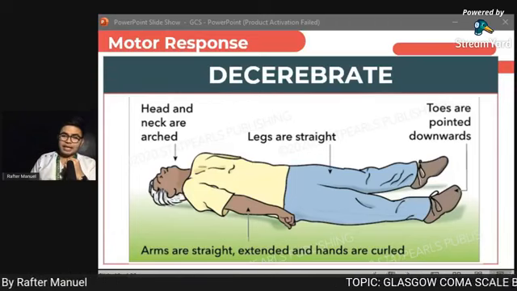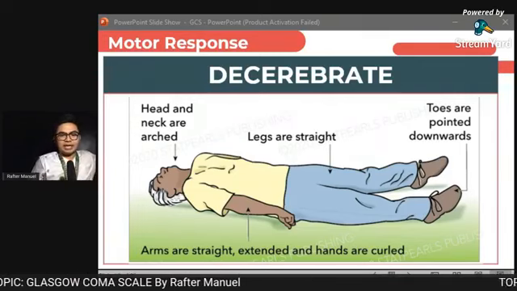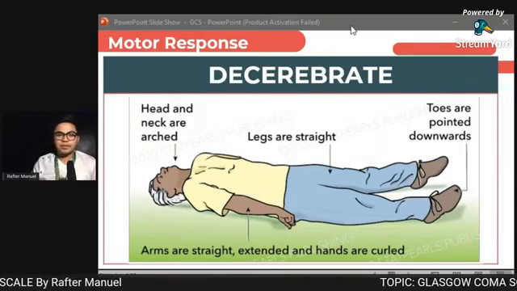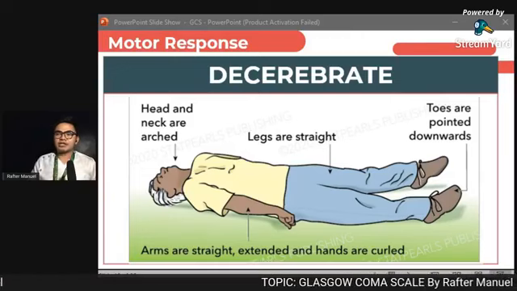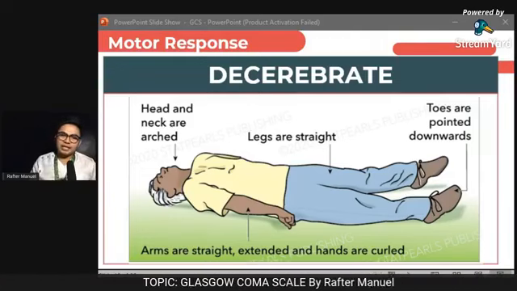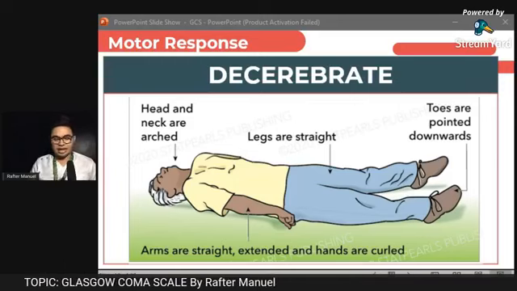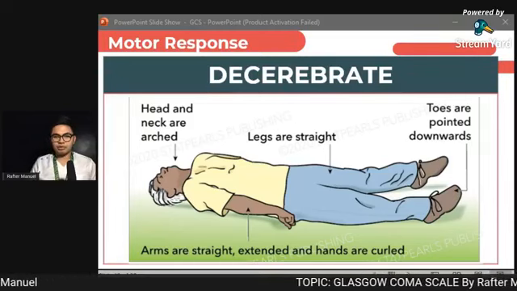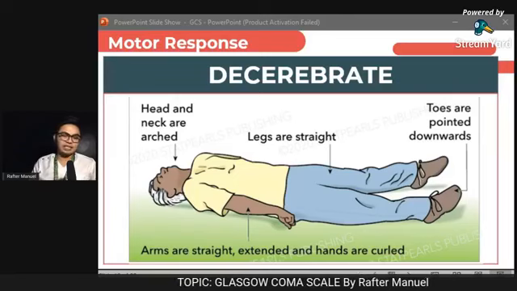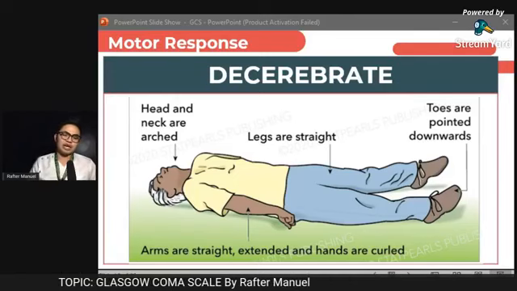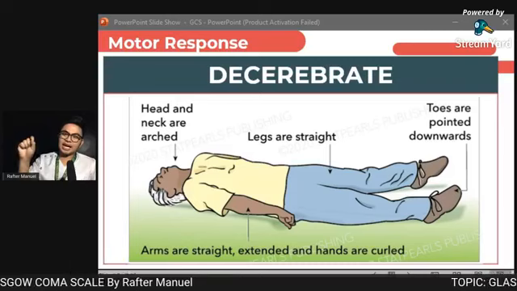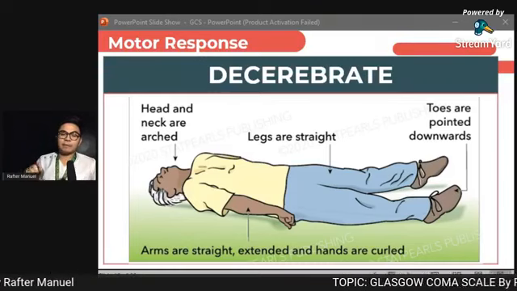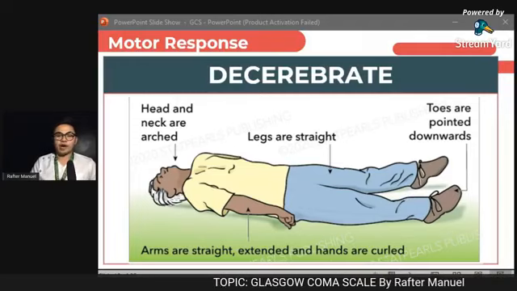Okay? In the case of a patient that does not present any motor response or reaction, again, 1 point is given to that patient. Sir, tanong, what if a patient is intubated? What if the patient is unconscious? What if the patient is pre-verbal? What is the most important part of this GCS? It is the motor response.